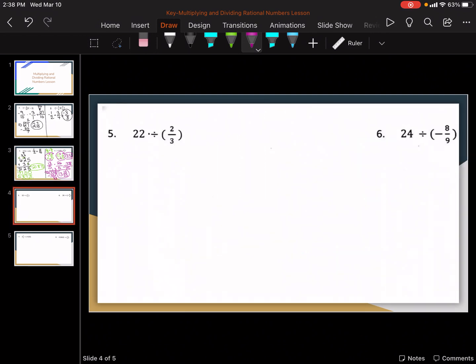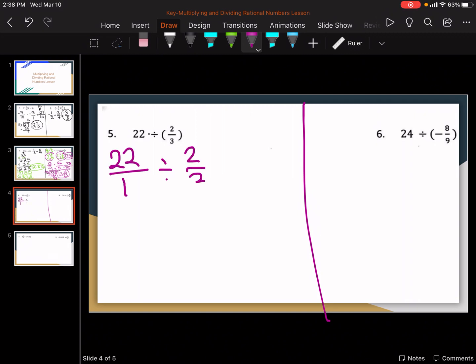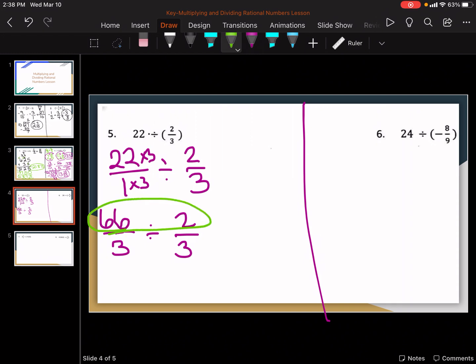Okay, so here we go with some dividing. I'm going to do this video with getting a common denominator and dividing the numerators. So 22 over 1 divided by 2/3, common denominator of 3. So times 3 would be 66. 66 divided by 2 is 33 over 1, which is just 33. They're both positive, so it's positive.